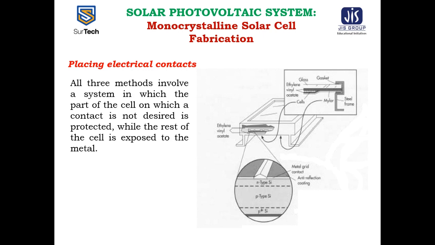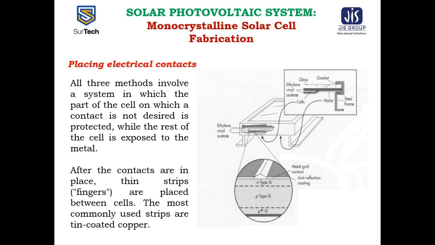All the three methods involve a system in which the part of the cell on which a contact is not desired is protected, while the rest of the cell is exposed to the metal. After the contacts are in place, the thin strips, that is fingers, are placed between the cells. The most commonly used strips are the tin coated copper.